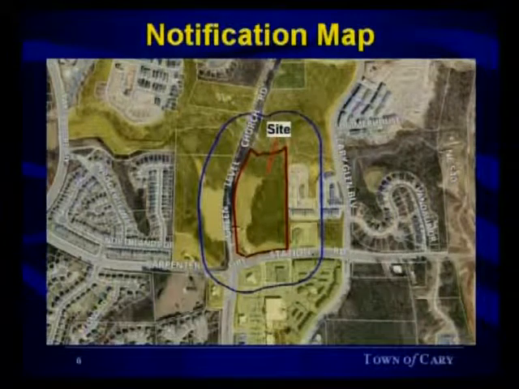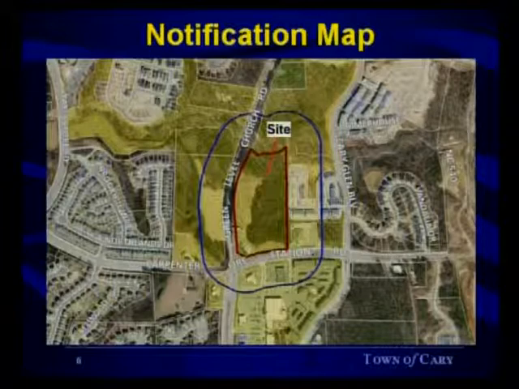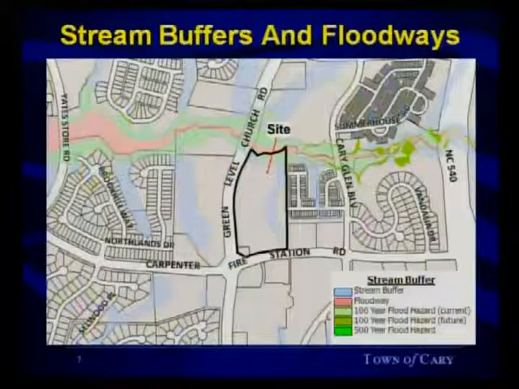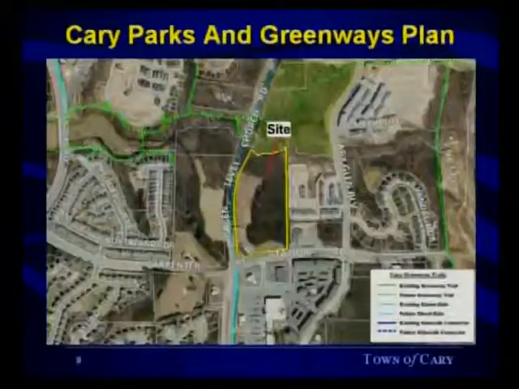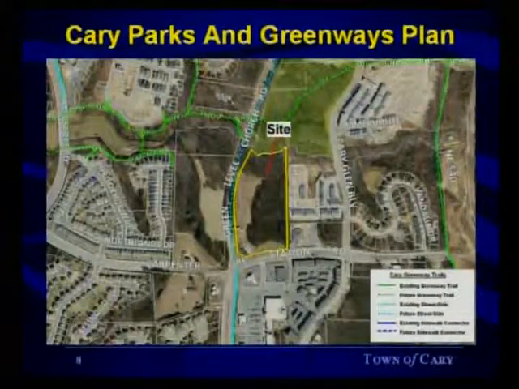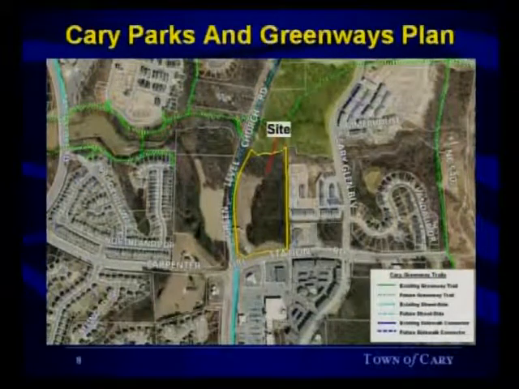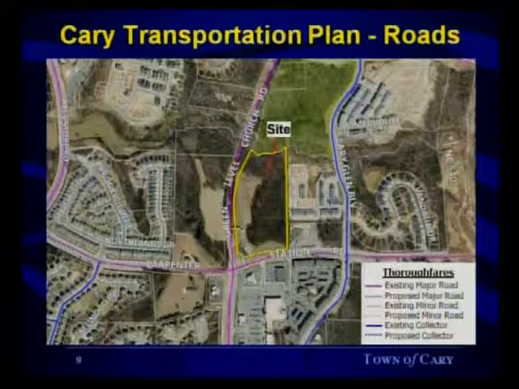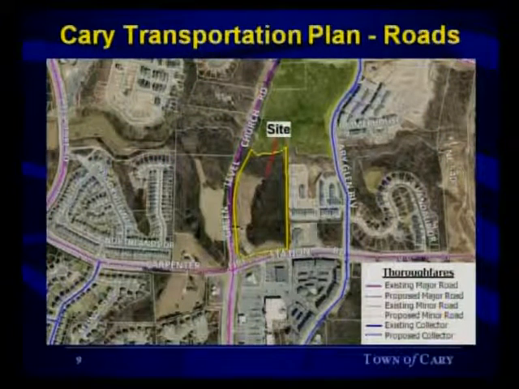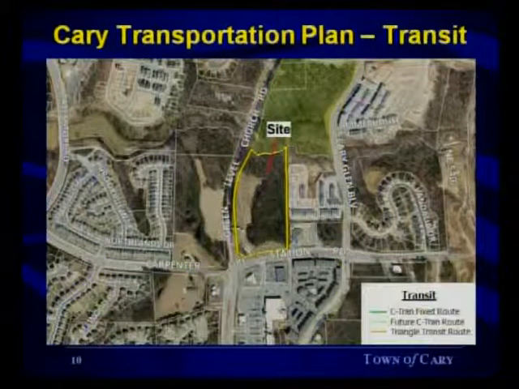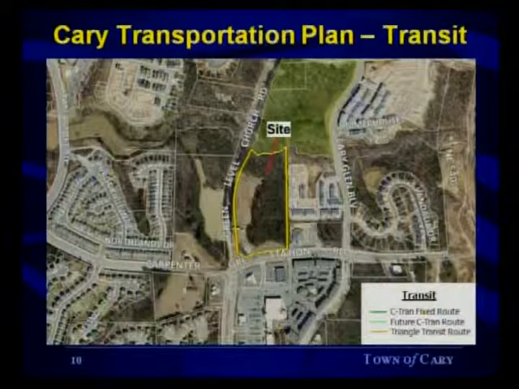Notification of this plan amendment request was sent to properties shown in yellow on this map. This slide shows stream buffers and floodways within and around the subject property. And the slide shows parks and greenways. And please note there is a future town park immediately north of the subject property. Both Green Level Church Road and Carpenter Fire Station Road are existing major thoroughfares. And there are no current or planned transit routes in the immediate vicinity.